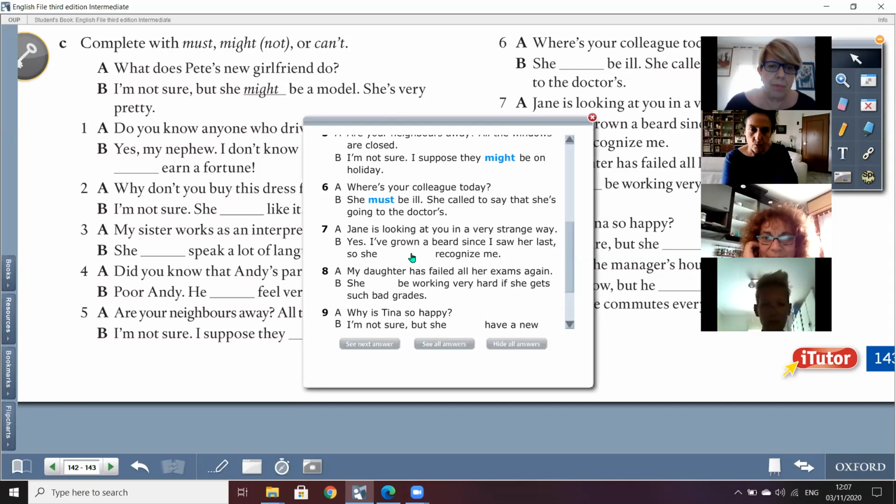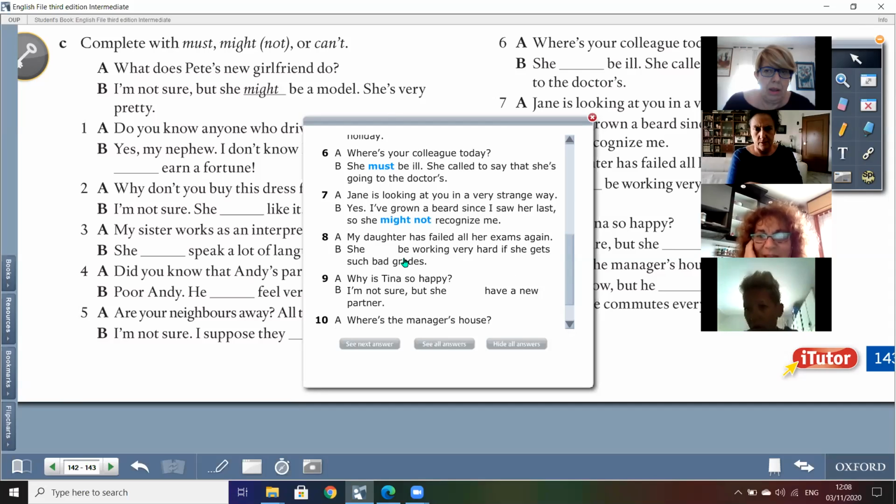Jane is looking at you in a very strange way. Yes, I have grown a beard since she saw me last, so she can't recognize me, no? Forse non mi ha riconosciuta. Or she might not recognize me. Okay. Might not. If you say she can't, it means that you're sure that she didn't. But she might not recognize me because it's a possibility. Yeah. Okay.